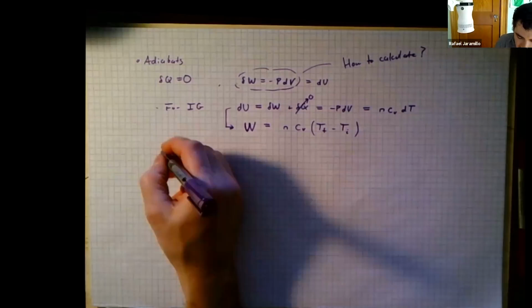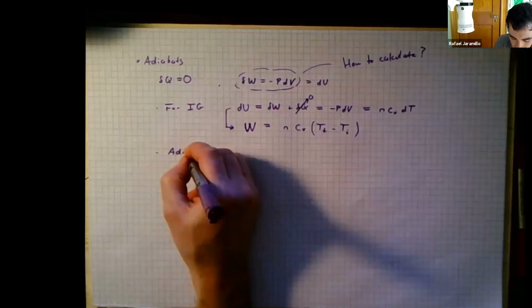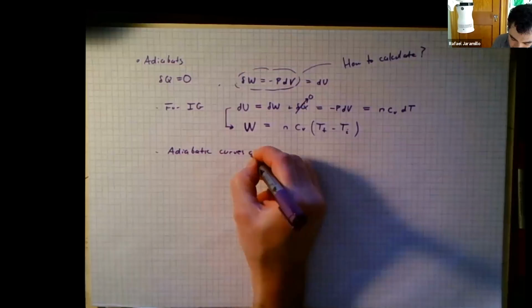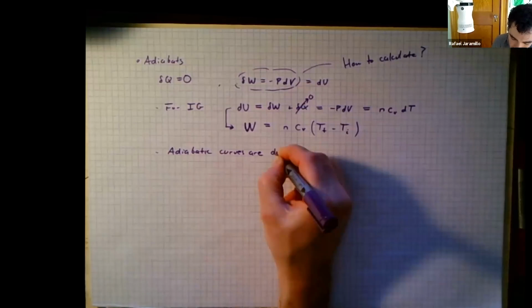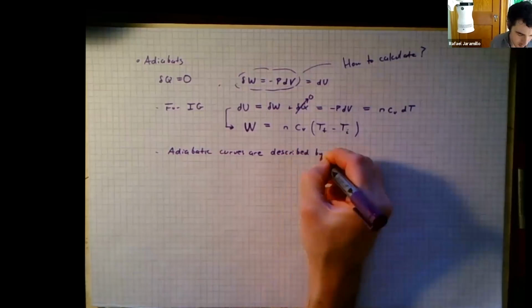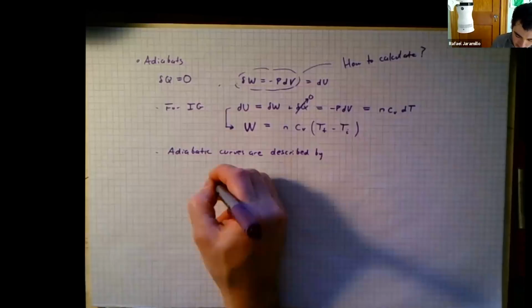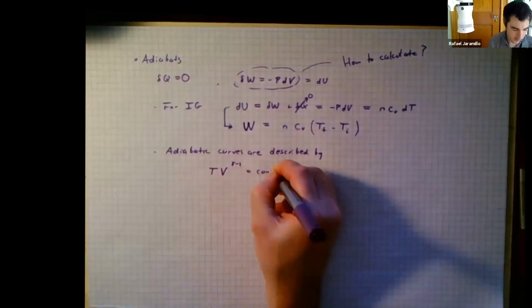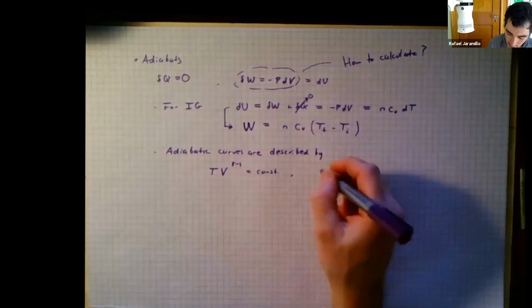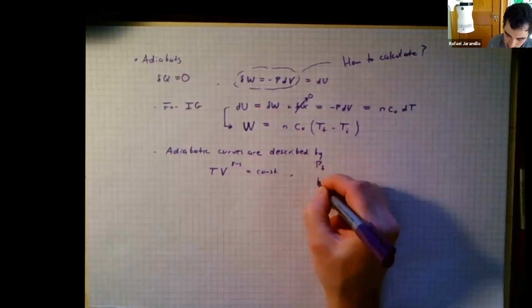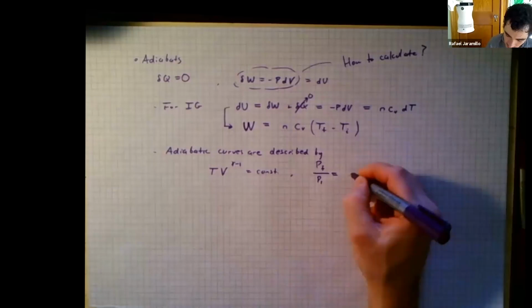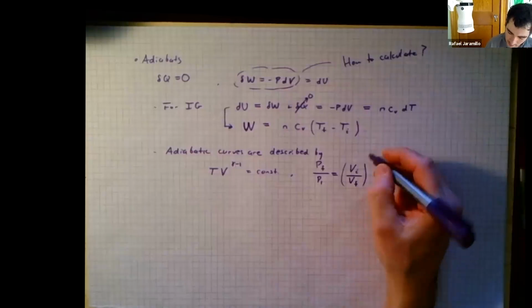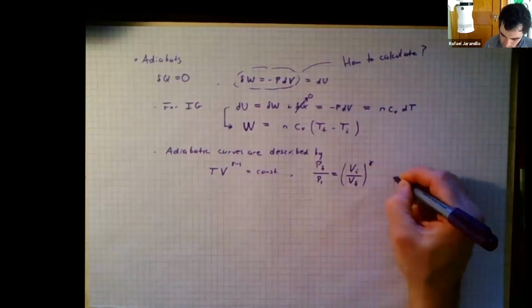For an ideal gas, adiabatic curves are described by TV to the gamma minus 1 equals constant. Or in other words, P final over P initial equals V initial over V final to the power gamma, where gamma equals the heat capacity ratio.